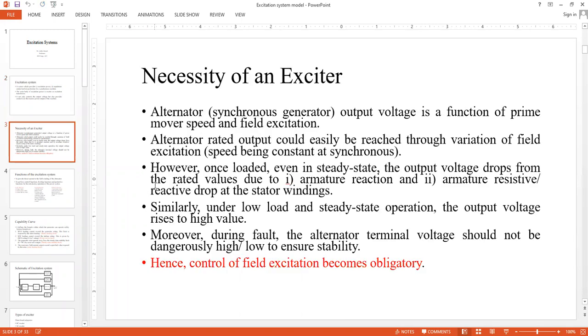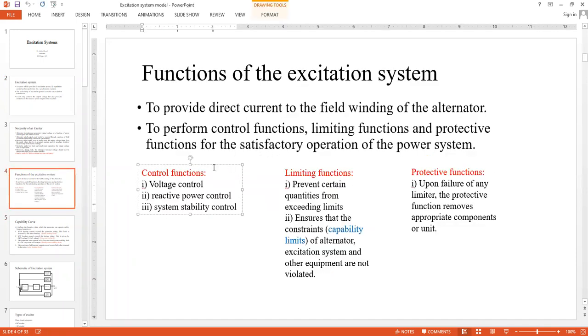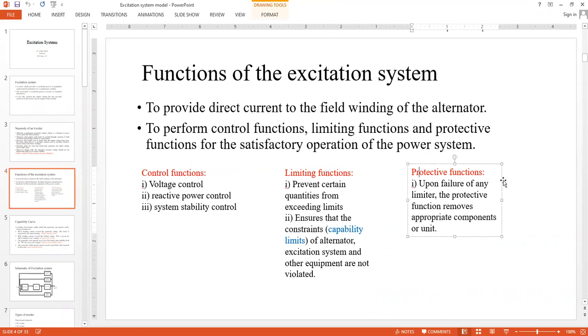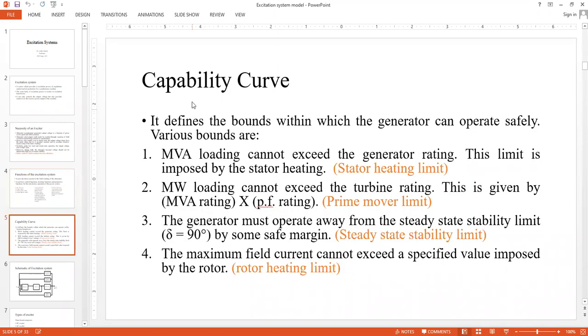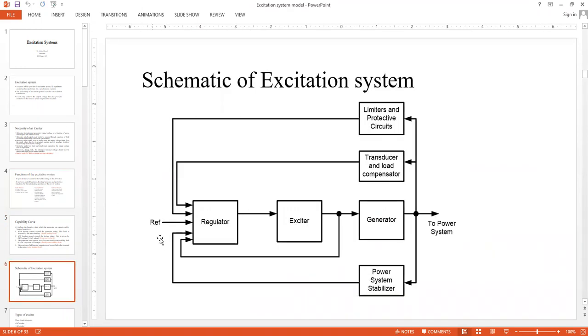Then we discussed the necessity of an excitation system and its functions. There are three major functions if we want to categorize them. First is the control function, then there are some limiting functions, and finally there are some protective functions. Associated with the limiting functions, there is a specific curve, the synchronous machine capability curve, in which we find the associated limits for synchronous machine operation, or the safe zone of operation to be specific.